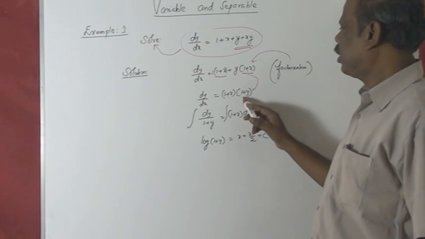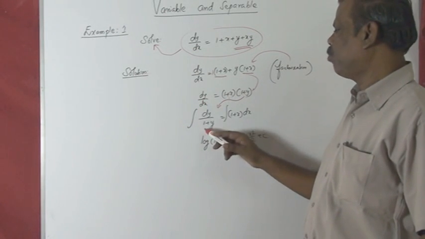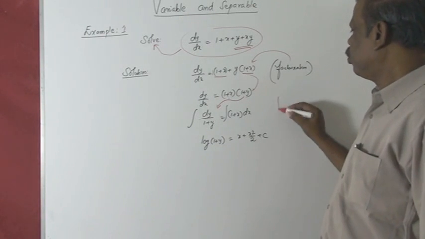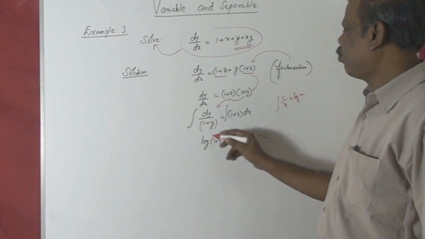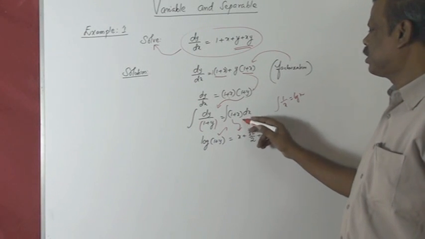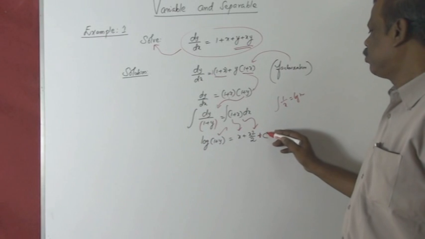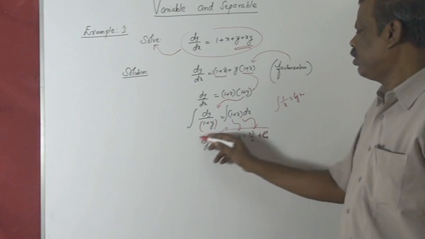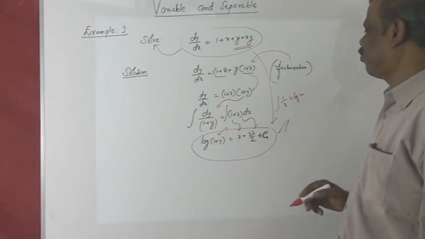That is, taking this 1 plus y to the other side, therefore integral of dy by 1 plus y is equal to integral of 1 plus x into dx. Now we know that integral of 1 by x is log x. Therefore, integral of dy by 1 plus y is log of 1 plus y. Integral of 1 is what? x. Integral of x is x square by 2. So after integrating all this, we have to put some constant, that is called the integral constant. So we have converted the differential equation into an ordinary equation. So this is the solution of this differential equation.